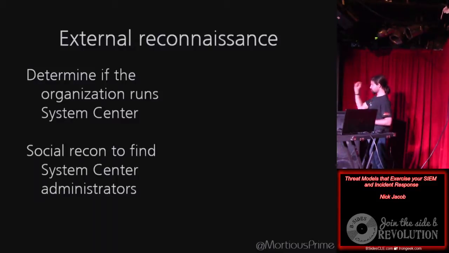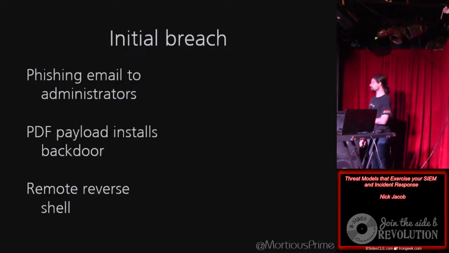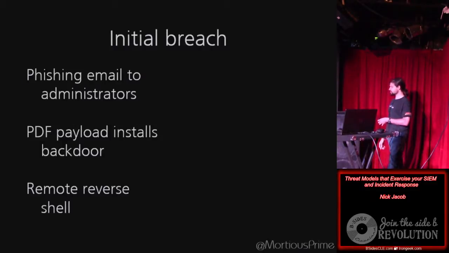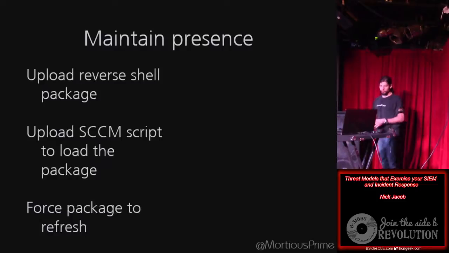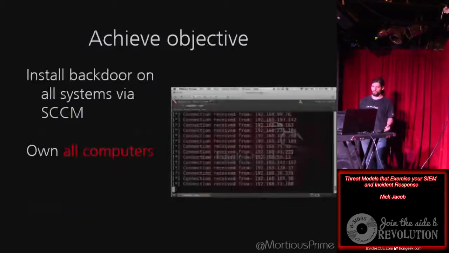But you determine if an organization runs System Center, do some basic social recon to find the administrators, and then we build exercises as the next step to show how we would go about doing this. You send phishing emails to the administrators, upload a PDF to install a backdoor, a remote reverse shell, excuse me. You enumerate the SCCM server location, locate the source folder, upload the reverse shell, upload SCCM packages, and force the packages to refresh. And then you get this.